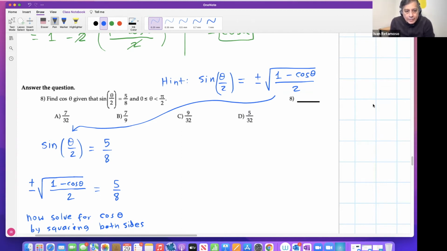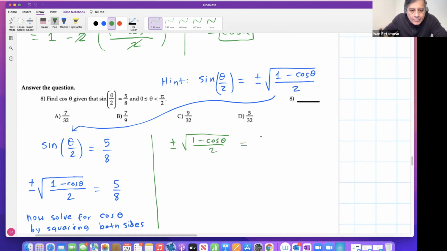Okay, let's do it together, and then we can start with a review. Great. So here I have to square both sides, right? This plus or minus square root of (1 minus cosine of theta) over 2 equals 5 over 8. I'm going to square both sides to get rid of this plus or minus, right? Squaring will eliminate the square root because the square root and squaring are inverse functions of each other, right?